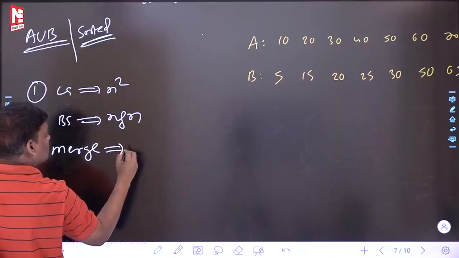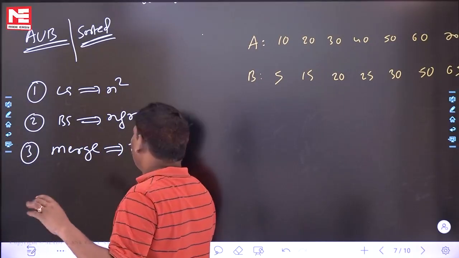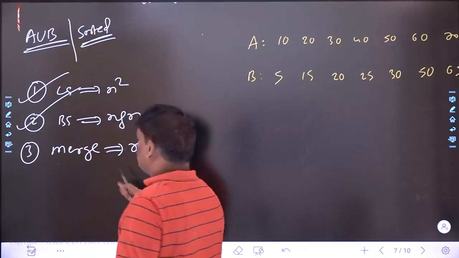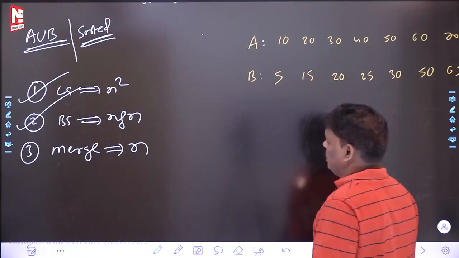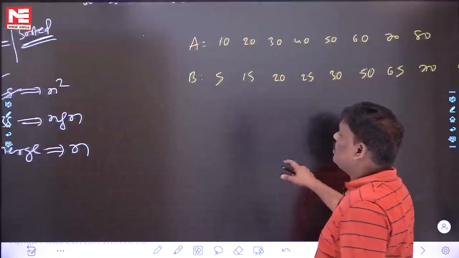The answer is going to be m plus n. If both are equal, n plus n, order n. These two you know very well, just check one time. See the third one, how the merge algorithm works for union. So for sorted arrays, this is the story.